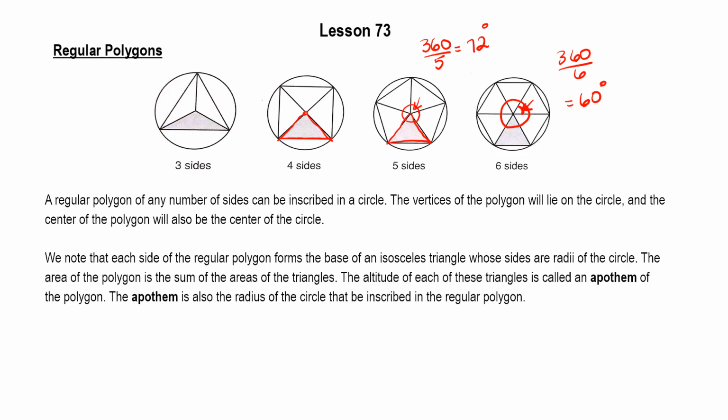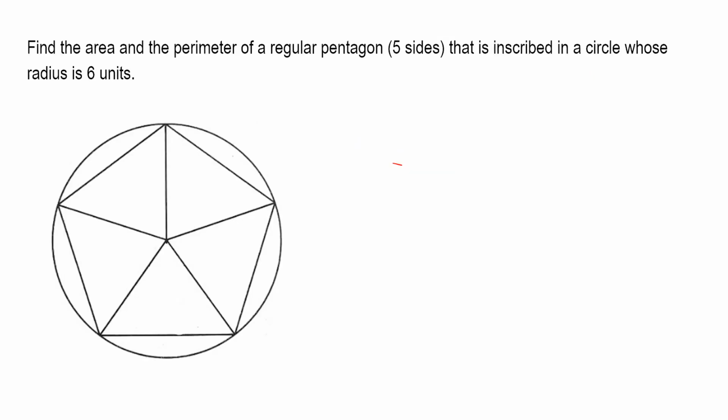The height of each triangle, coming down from the center of the circle, or the center of the polygon, to the base of the triangle, which is the side of the polygon, is called the apothem of the polygon. So we want to find the area and the perimeter of a regular pentagon. That's 5 sides, inscribed in a circle whose radius is 6 units.